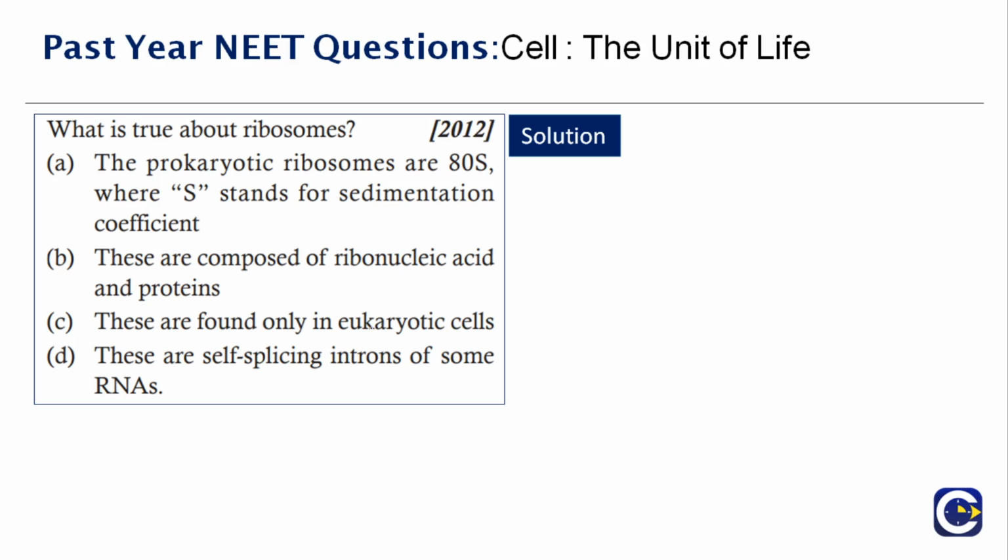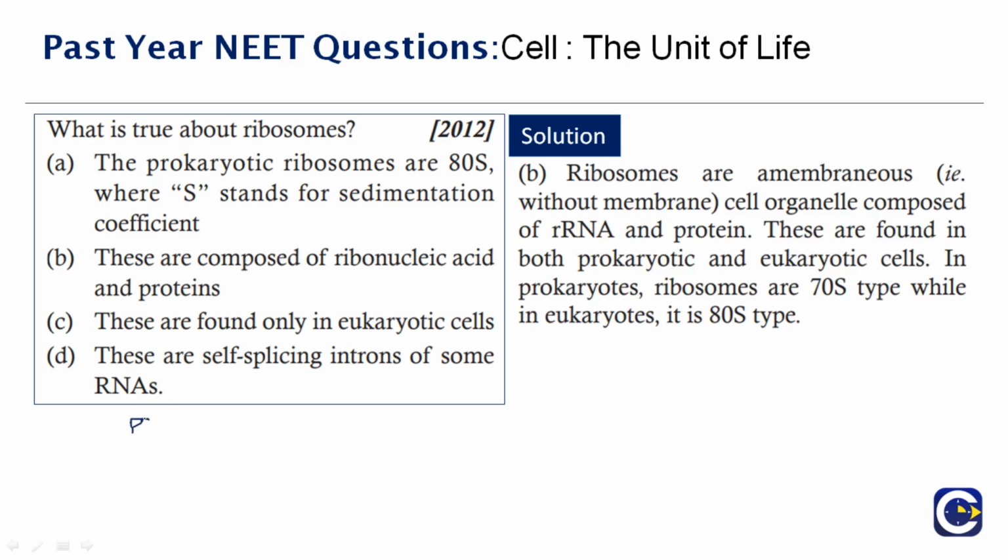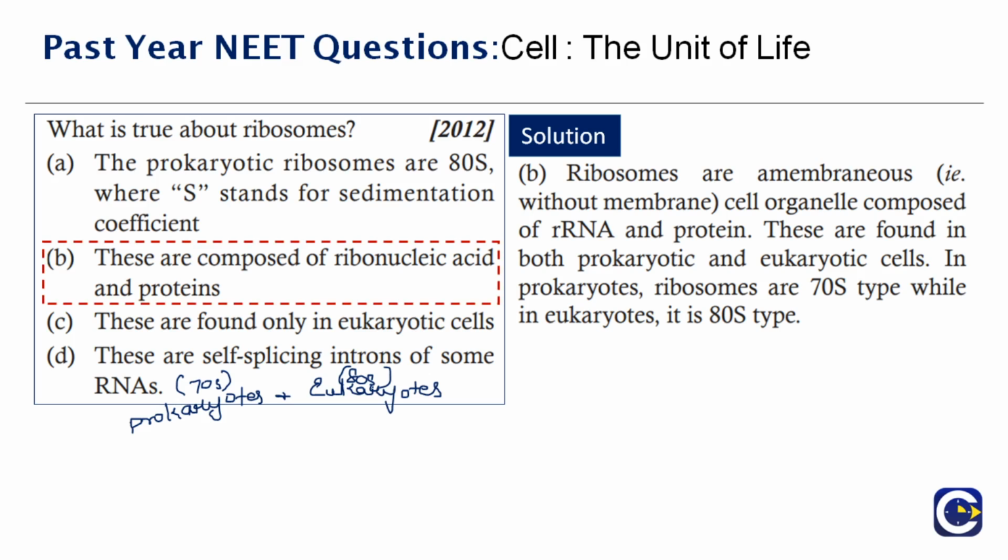So where are they present now? Are they present in prokaryotes or in eukaryotes? This ribosome, if you see, is actively present in both. Prokaryotes and eukaryotes. Right? And another thing is that in prokaryotes it will usually be the 70S subunit, and in eukaryotes it will be the 80S subunit. Okay, this is the extra information that you need to know. Therefore, the correct answer to this question is option B. These are composed of ribonucleic acid and proteins.